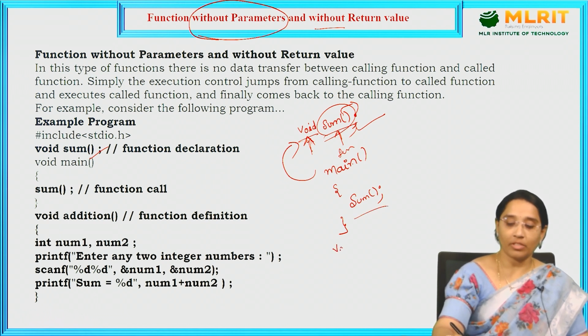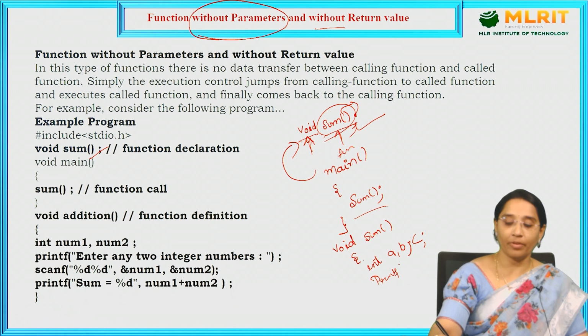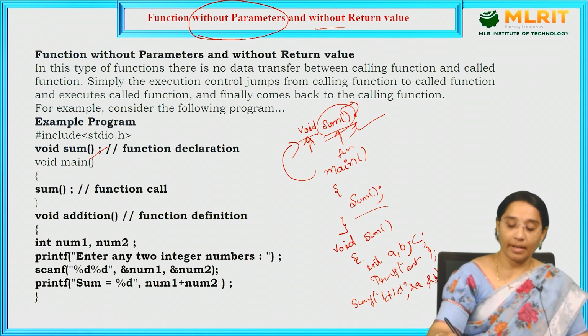Next, function definition: void sum. I'll take int a, b, and one more variable c. Then printf: generally how will you write? Printf "Sum of two numbers logic. Enter any two numbers", then scanf with %d, comma, address of a, comma, address of b. Next we will write the logic: c is equals to a plus b.